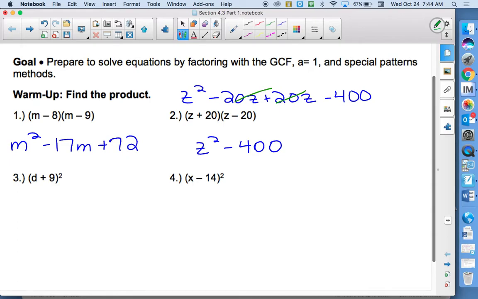400. For number 3, we have d plus 9, and then outside there's a square term. What does that mean you're supposed to do with that? Yeah, so it really means there's 2 of that same quantity. So that little 2 doesn't distribute through. It means that quantity is doubled. It's repeated twice. And then, Gavin, when you FOIL these two together, you end up getting? Good.